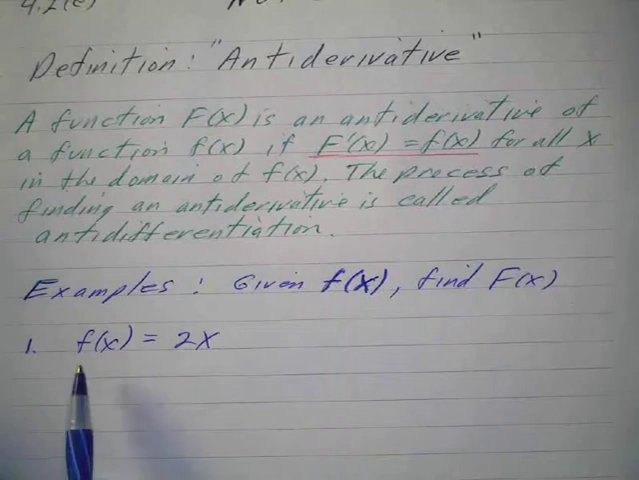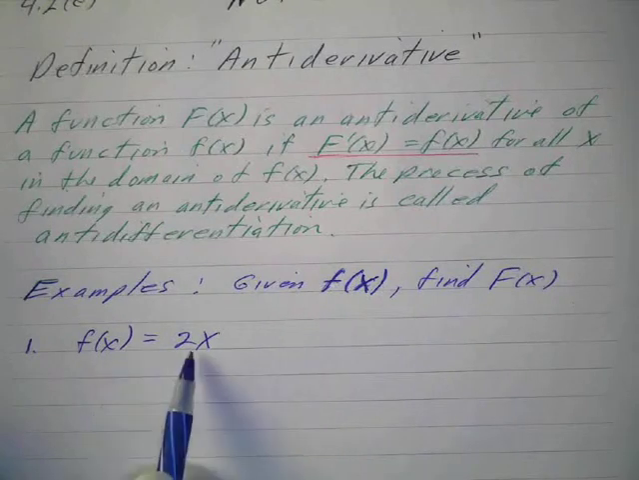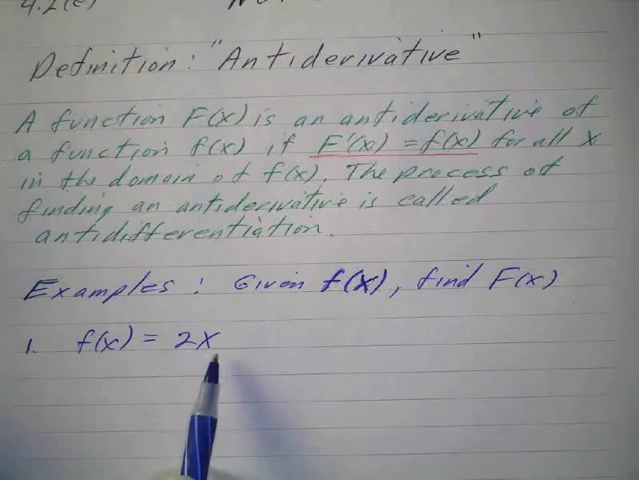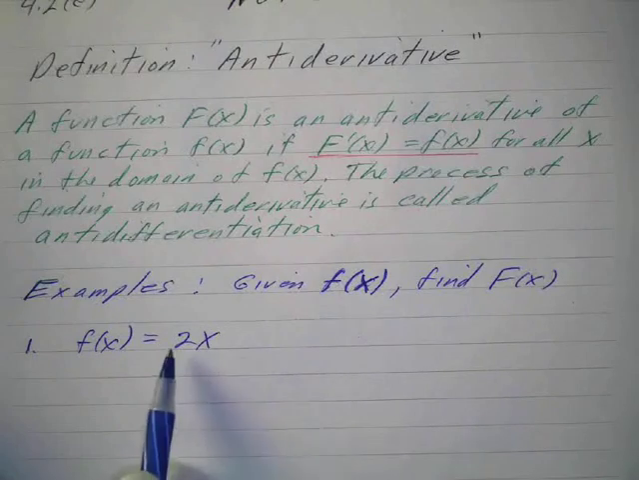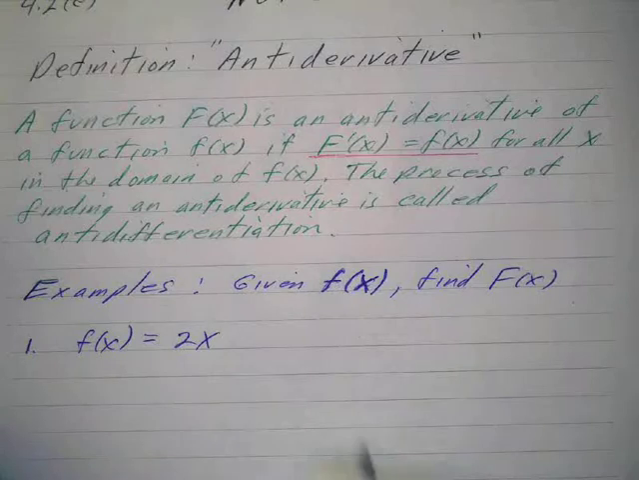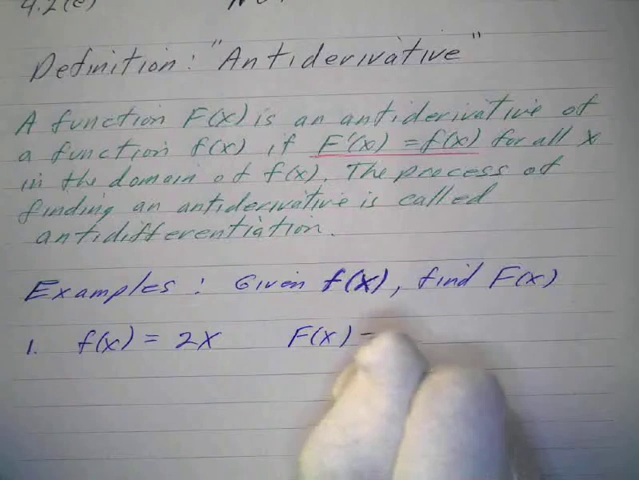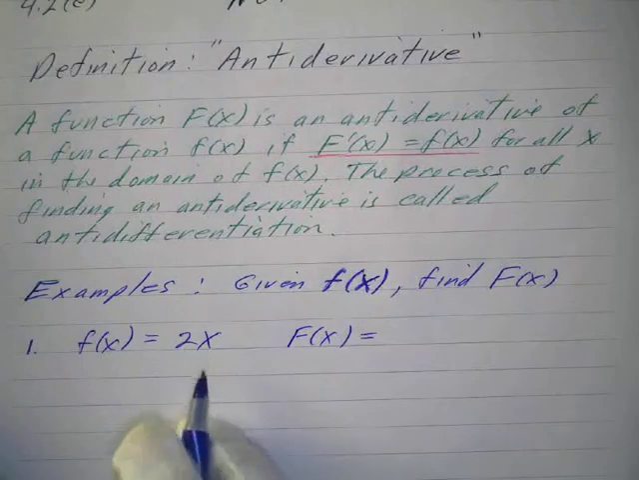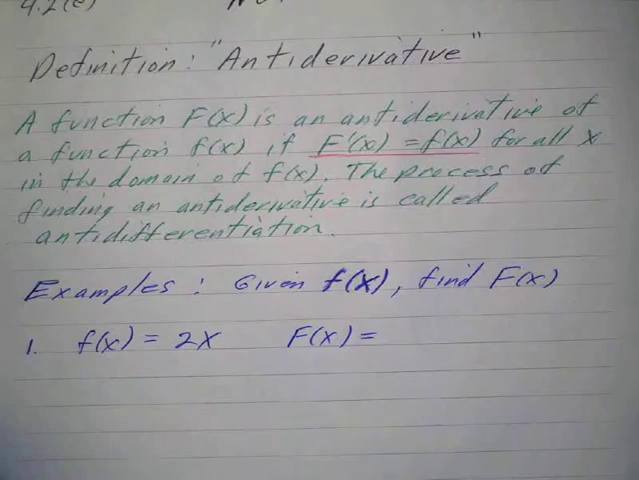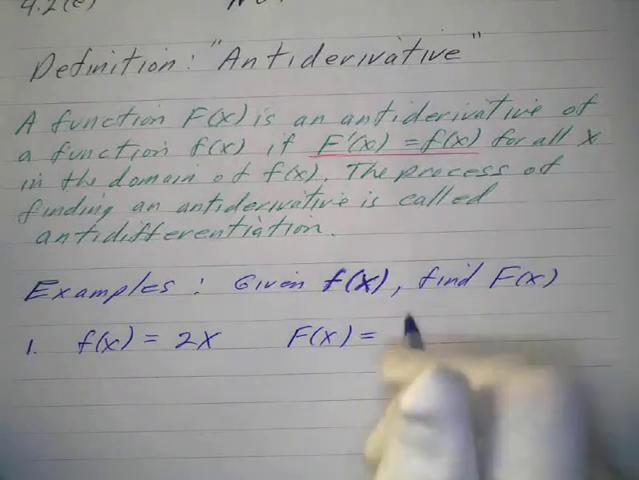So here's an example. This is little f of x. We want to find the antiderivative. In other words, we want to find the function that when we take its derivative, we get 2x. Well, from our experience, we could say that capital F of x would be, and then think, what function do we know that when we take the derivative, we get 2x? We know that would be x squared. And all you have to do is check it.